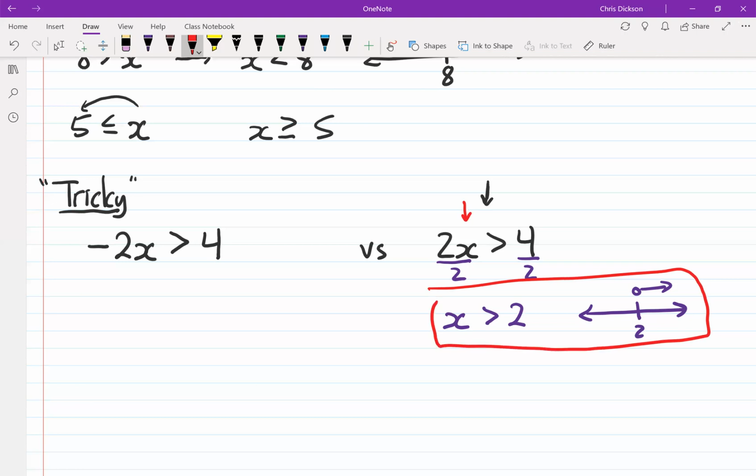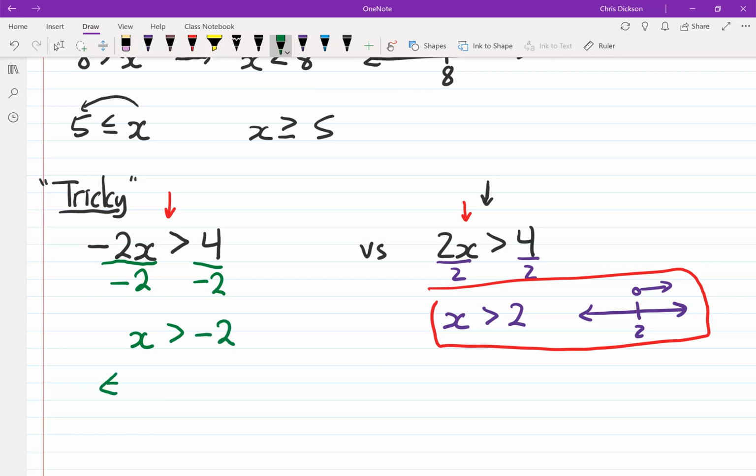So how would you do this question then? How would you solve this one over here? Well, to make the coefficient 1, you would times by the reciprocal of that, which would be negative a half. So we would times both sides by negative a half. Or in a question like this, you could just divide both sides by negative 2. And then something very strange happens now, okay? Negative 2 divided by negative 2 is x, or just 1x, bigger than 4 divided by negative 2, which is negative 2.